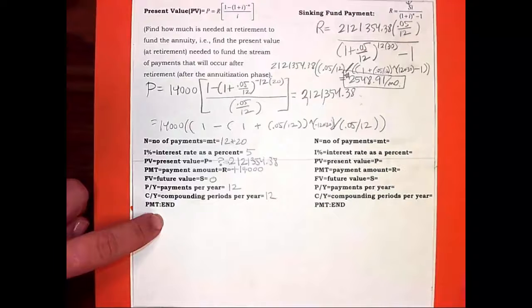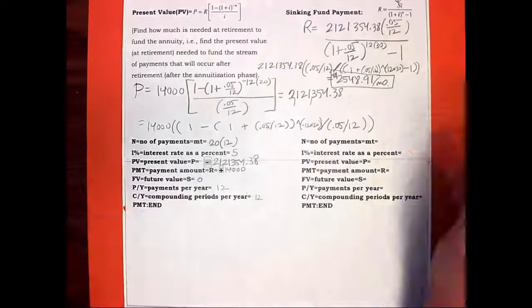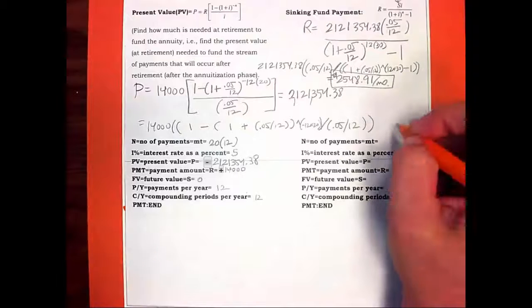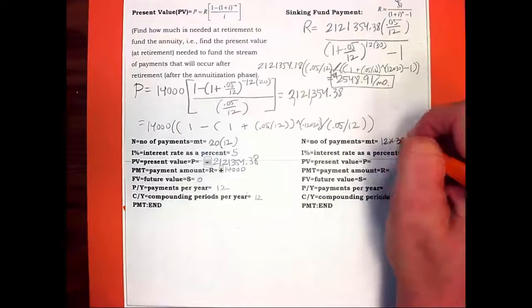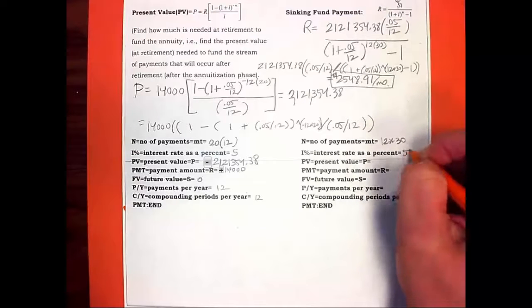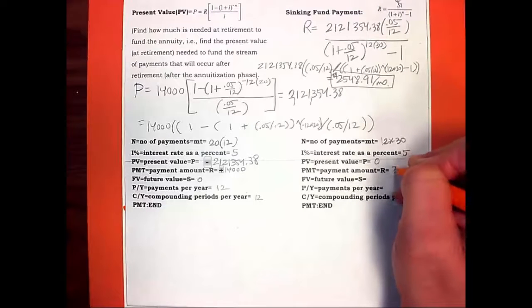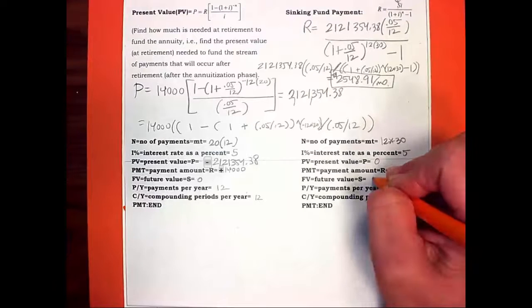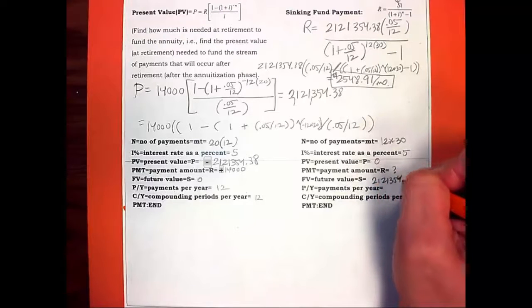So that's where the sinking fund payment is going to come in, because that's going to tell us how much she needs to pay per month to be able to have this much by the time that she retires. Okay, so over here we've got number of payments as, let's see, 12 times 30. The interest rate is still 5. The present value is 0. The payment amount is what we're trying to figure out. The future value needs to be the 2,121,354.38. Payments per year, compounding periods per year.